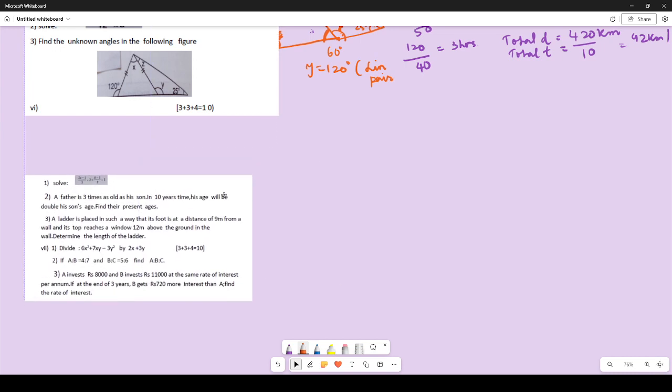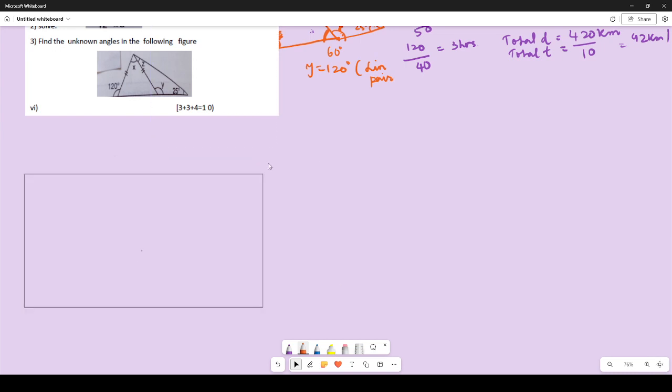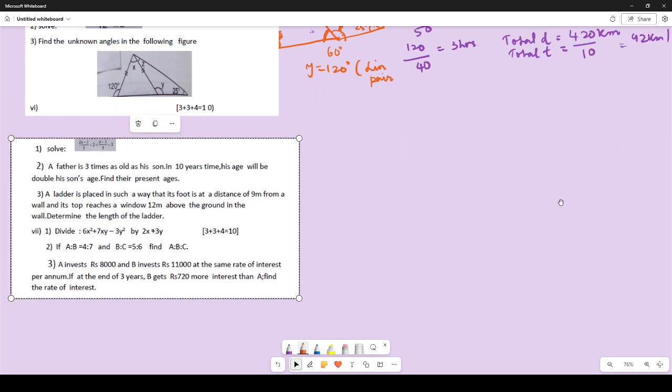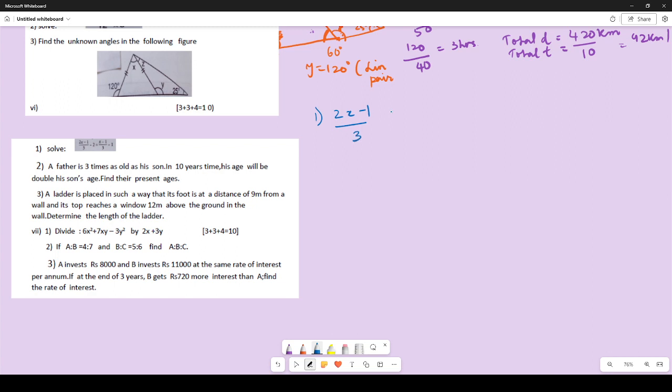All right, let me expand this a little bit so that you can see the questions easily. Okay, now let me take up question number this one. So many of you committed errors over here, and I will show you what errors you committed. (2x-1)/3 - 2 = (x-1)/3 - 1.